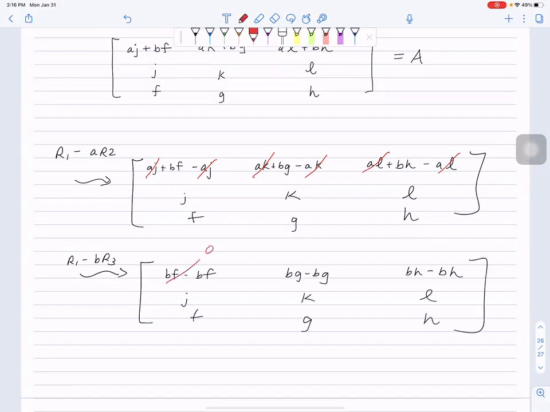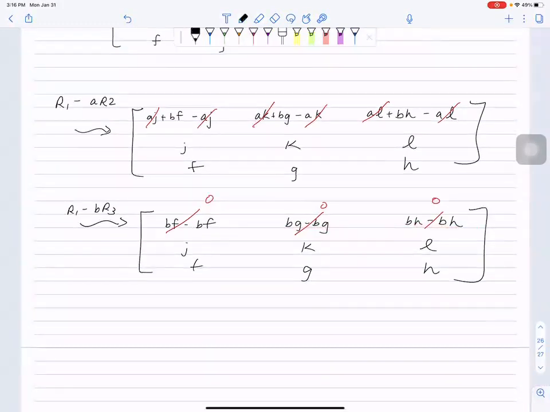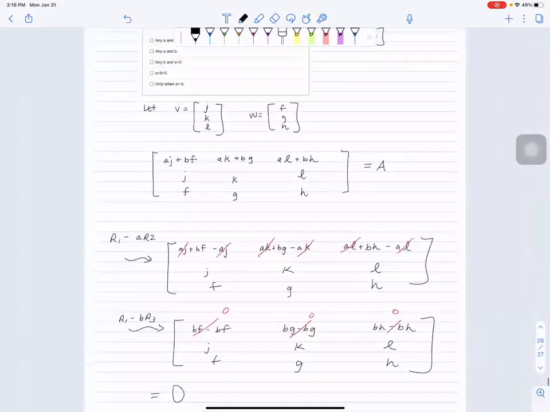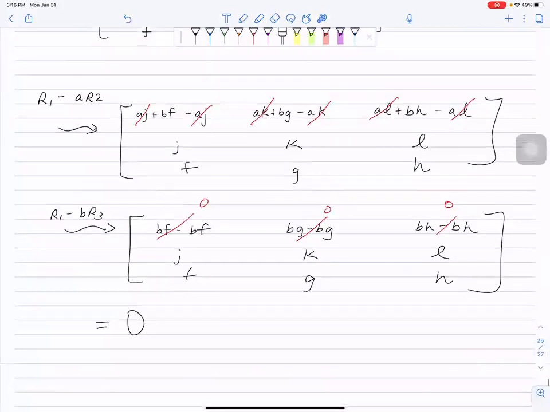What does this give you? This is 0, 0, 0. You have a row of all zeros. So the determinant, even if you do minor expansion, would be 0 times the determinant of this, minus 0 times this, plus 0 times this. So this determinant is always 0. The answer is that for any A and B, the triple scalar product is 0, no matter what numbers you put in here. You notice that when we row reduce, we always get a row of zeros.